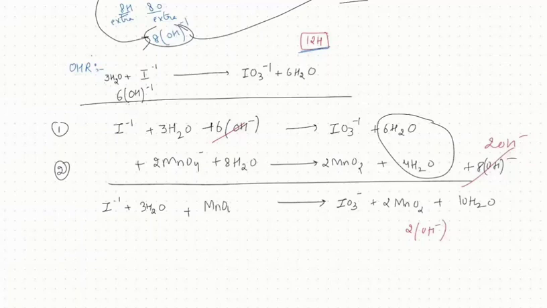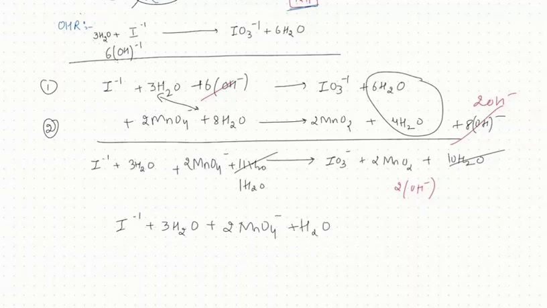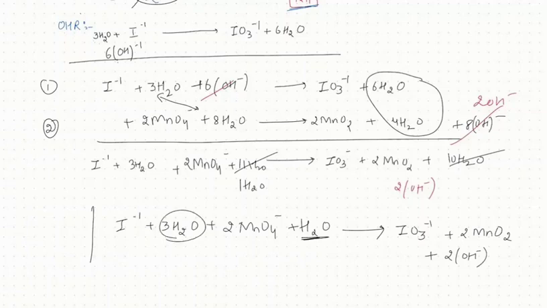And we have MnO4 negative, and we had 11 H2O. Now let's balance H2O. So this cancels here, and we are left with just 1 H2O. So what are we having here? We are going to have I minus 1 plus 3H2O plus 2 MnO4 negative plus H2O gives you IO3 minus 1 plus 2 MnO2 plus 2 OH negative. That's going to be my final balanced equation.